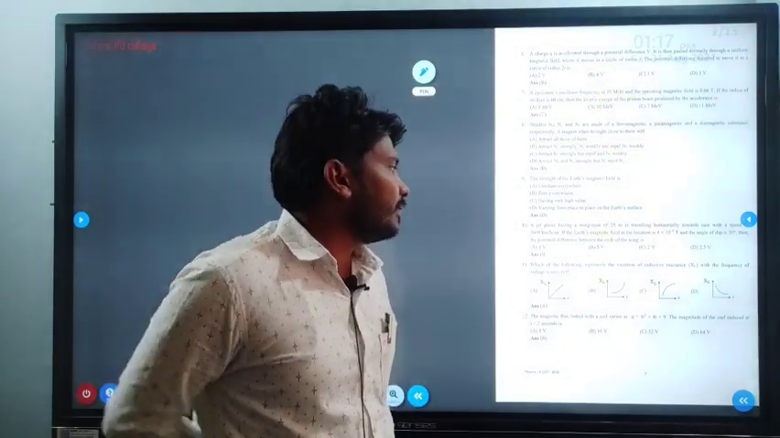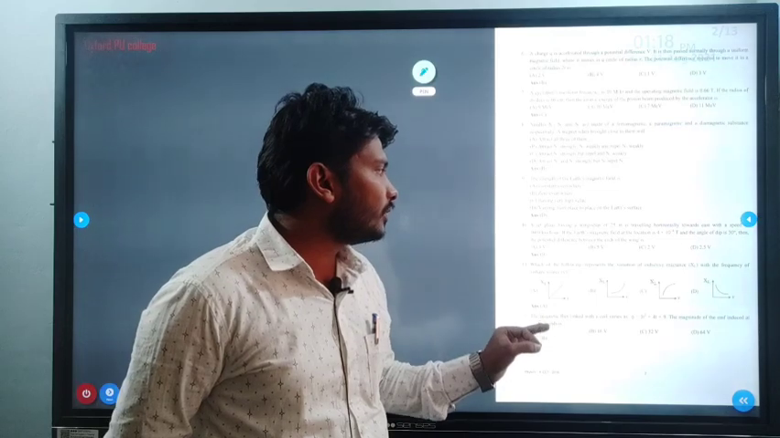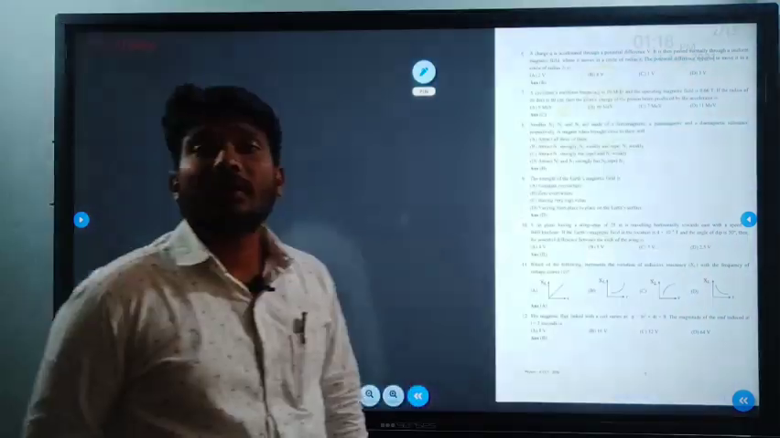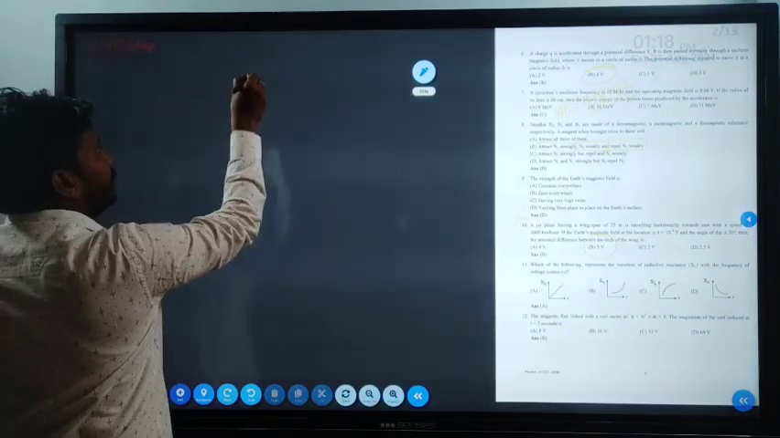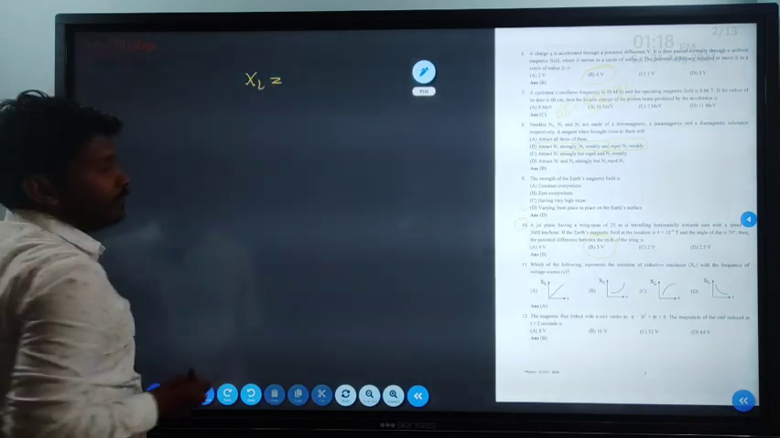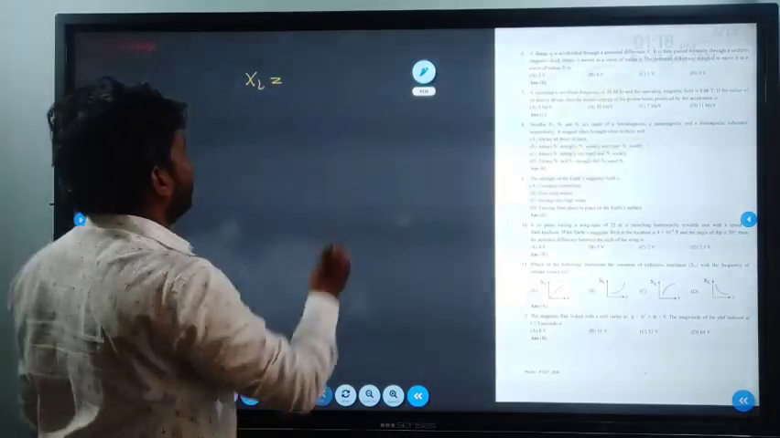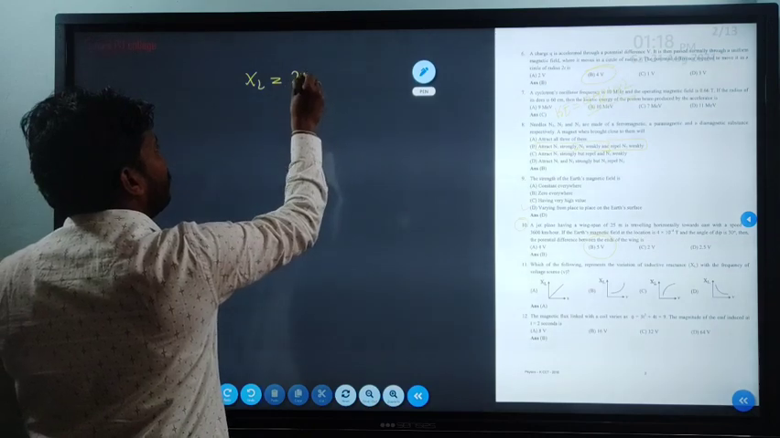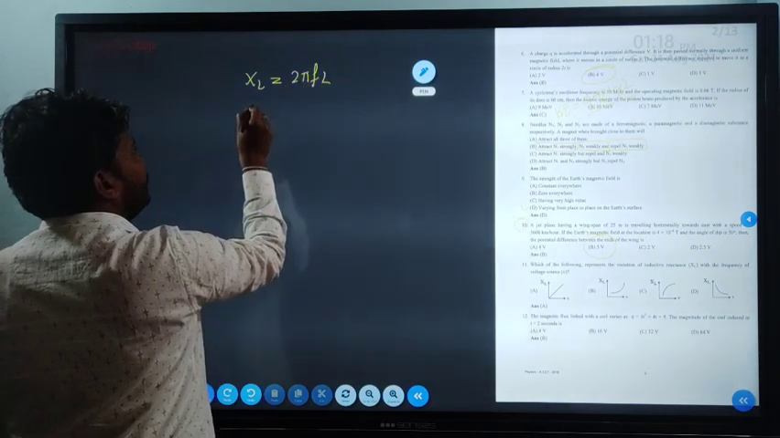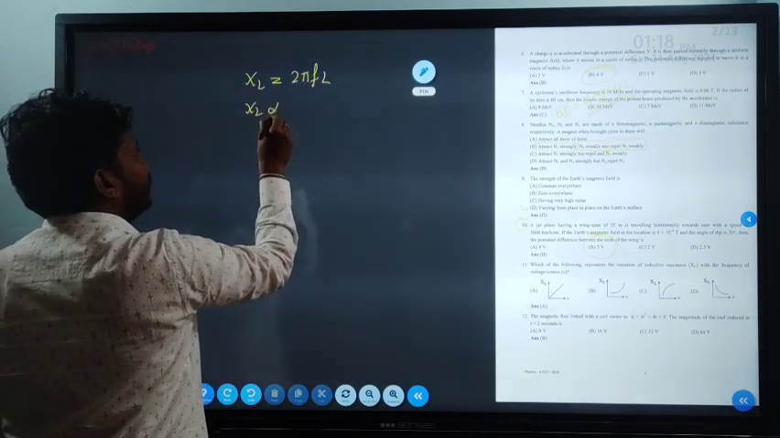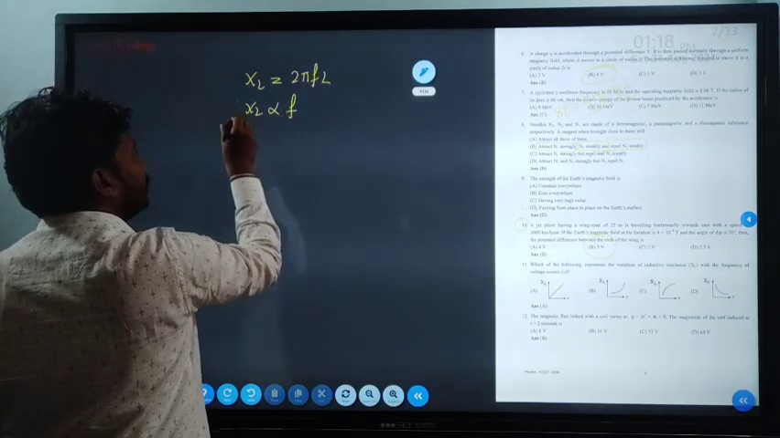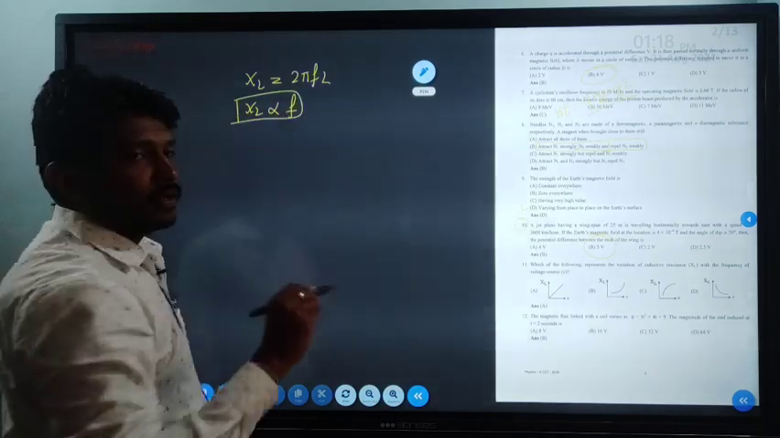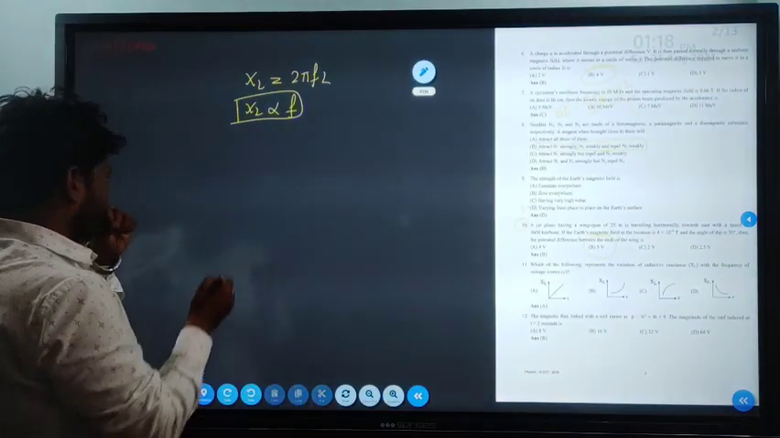Which of the following represents that variation of inductive reactance with frequency? Look at here. Inductive reactance means opposition offered by the inductor for the flow of AC current, X of L, which is equal to 2 pi F into L, means inductive reactance is directly proportional to frequency. If the frequency value is more, it will oppose more.